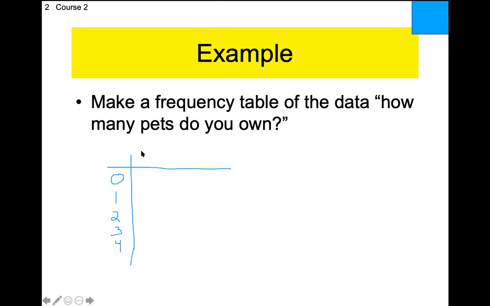The second column here, and this is literally why it's called a frequency table, is called the frequency. So let's say 4 people said they have 0 pets in the class. Let's say that 3 people said they had 1 pet. 10 people said they had 2. 6 people said they had 3, and 1 person said they had 4 pets. Okay? That is literally what a frequency table is.